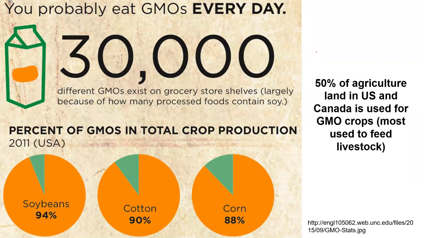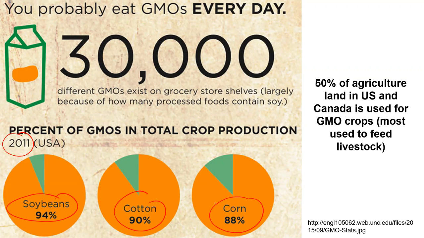So you're probably wondering, what is off the ground? What products are out there? Turns out a lot. So notice this is actually old data, 2011. So 30,000 different crops. It turns out the main crops are these ones here: soybeans, cotton, and corn. These are huge, huge crops, particularly in the United States.